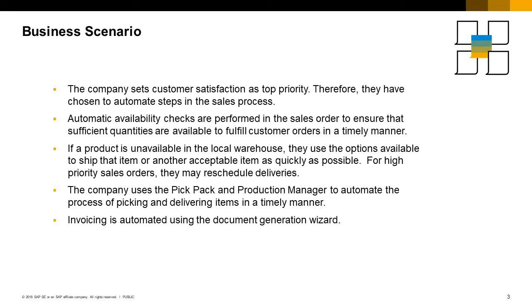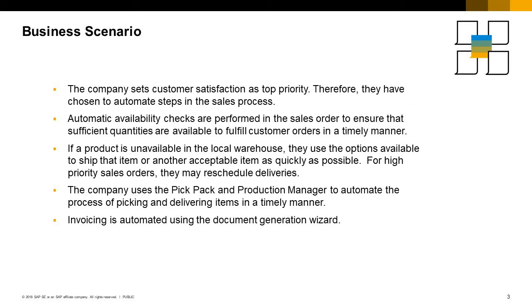The company sets customer satisfaction as top priority. Therefore, they have chosen to automate steps in the sales process. Automatic availability checks are performed in the sales order to ensure that sufficient quantities are available to fulfill customer orders in a timely manner. If a product is unavailable in the local warehouse, you use the options available to ship that item or another acceptable item as quickly as possible. For high-priority sales orders, they may reschedule deliveries.